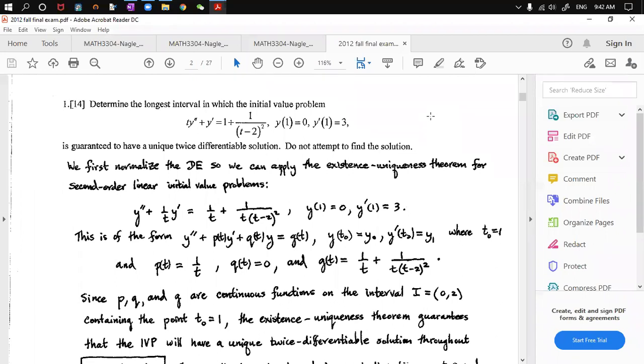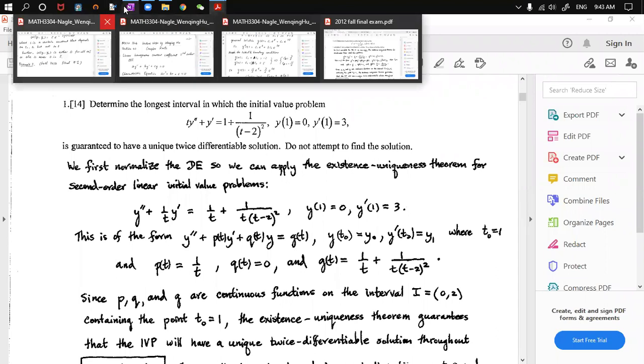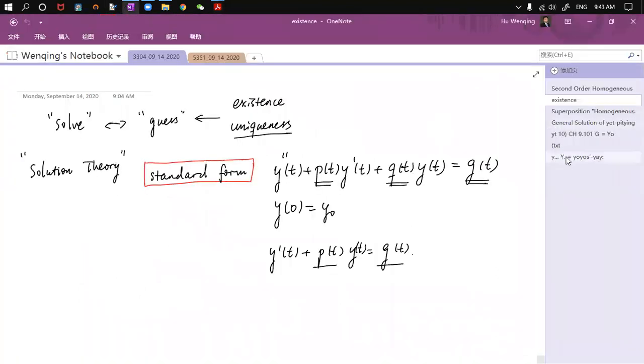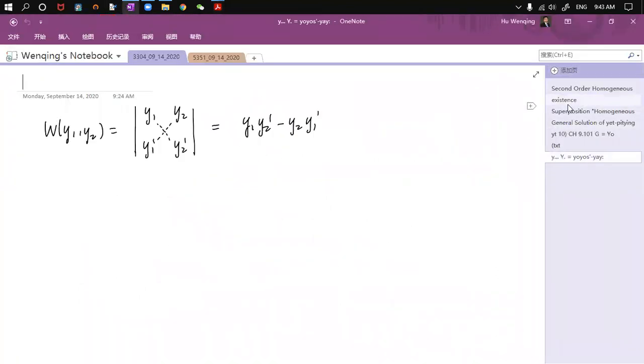So these kind of questions, I can say they're really tested on the exams. From time to time they're going to test it, and you can see that this one was 14 points on one of those final exams. Okay, so that's kind of the thing about the theory. Let me briefly summarize the theory for second order equations.